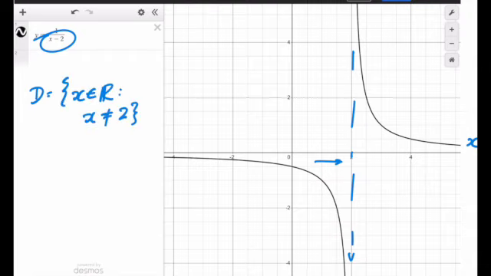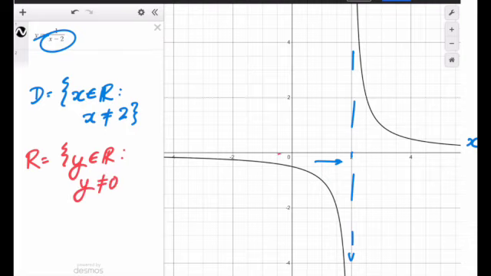Because the graph has been translated horizontally, that means the range is still the same. It's any y value amongst the reals such that y cannot equal 0. And that's because the horizontal asymptote hasn't moved from the value of y equals 0.